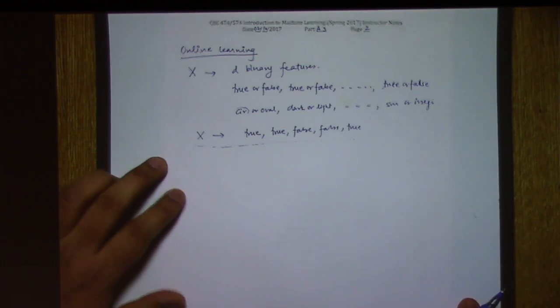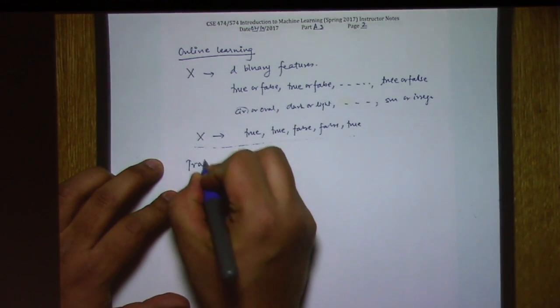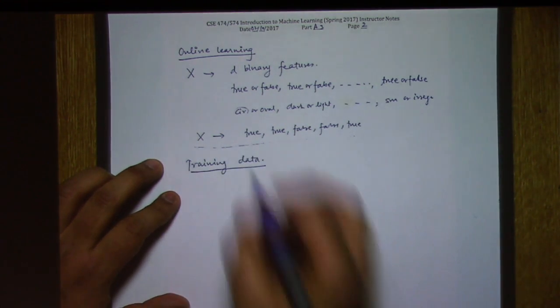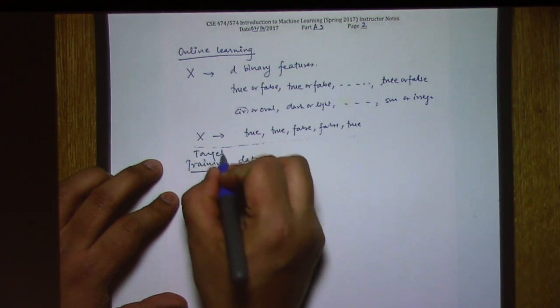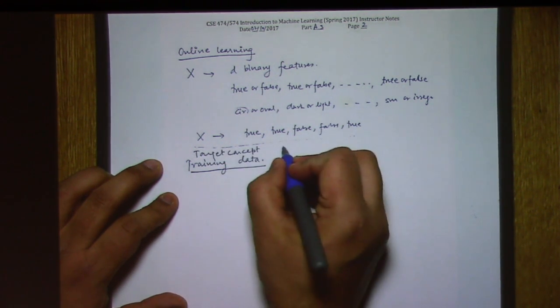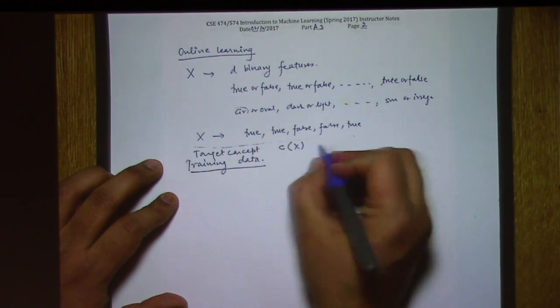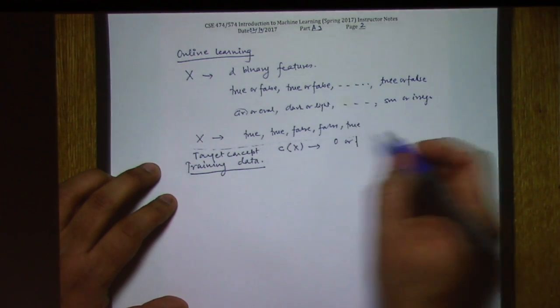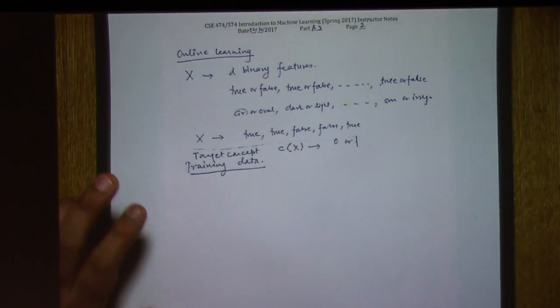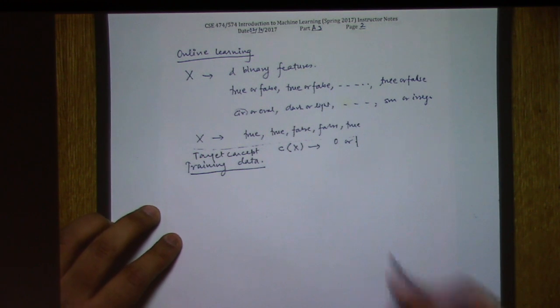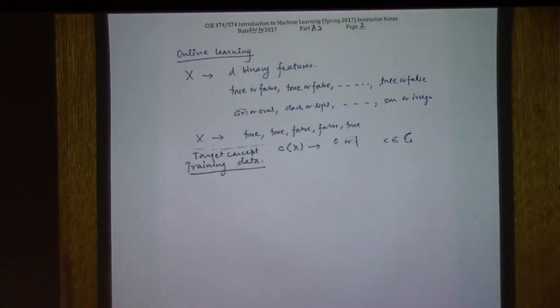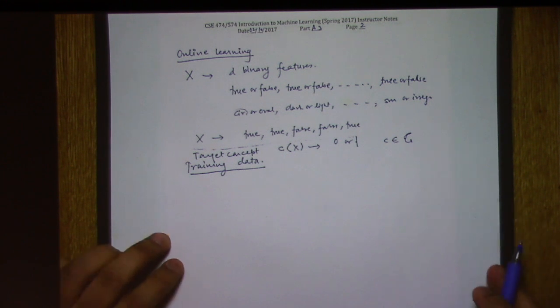Then I have some training data, and I have a target concept. I forgot about that. The target concept is still our C, which takes a data point x and gives you either 0 or 1, so whether it belongs to the concept or does not belong to the concept. That part is still the same. And C belongs to some concept class, a fancy C, that is defined, say, as all conjunctive or disjunctive concepts, and so on. So this is our class.